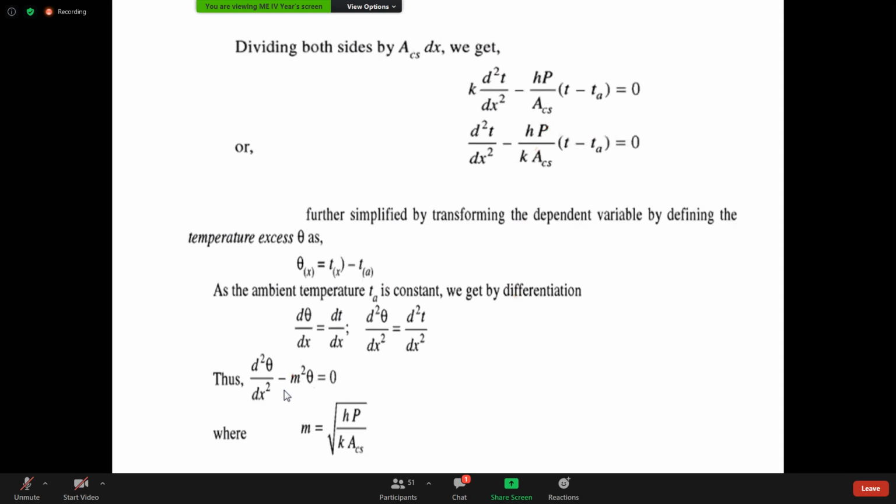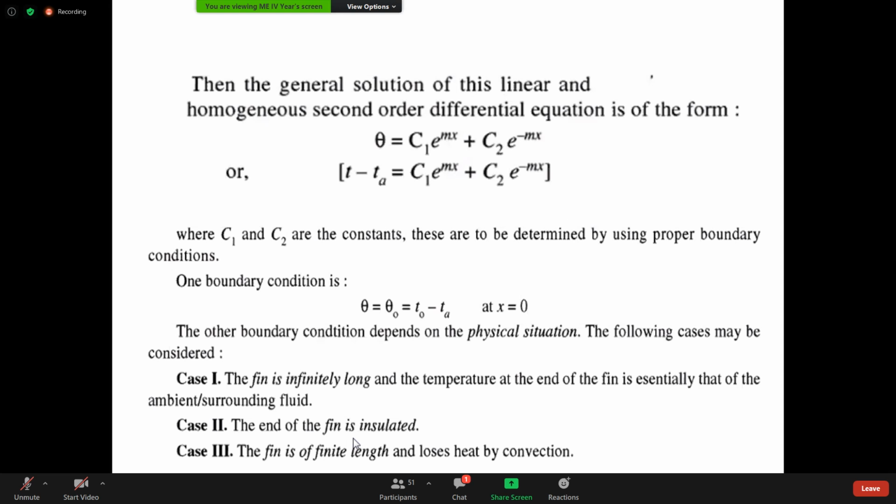This is the differential equation. For this differential equation, this is the famous differential equation: d square y by dx square minus some constant into y is equal to 0. We get some solution. That solution also you have seen. This is the solution, the second order differential equation solution.